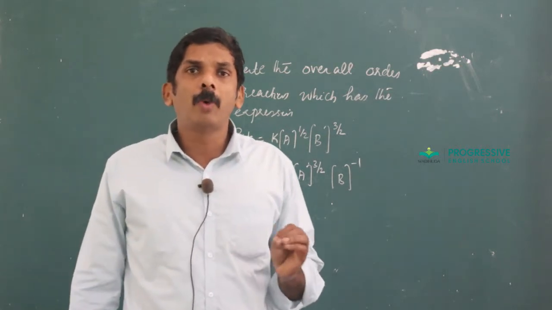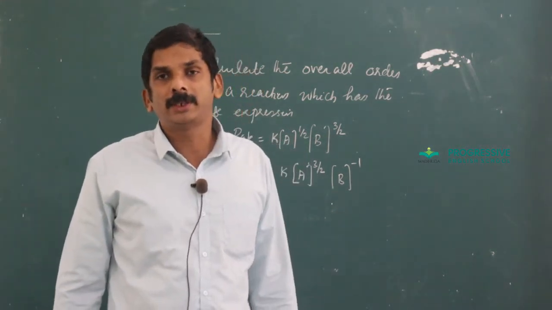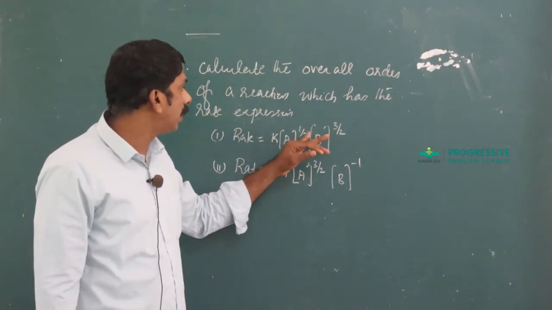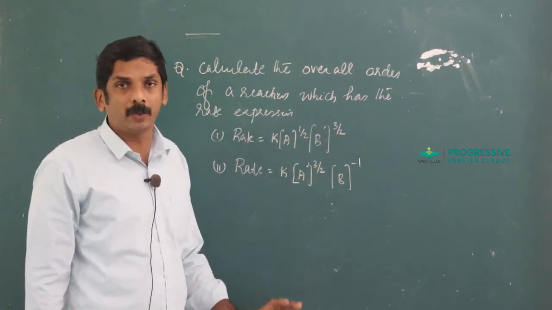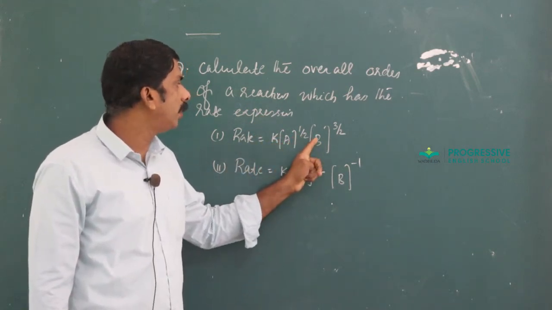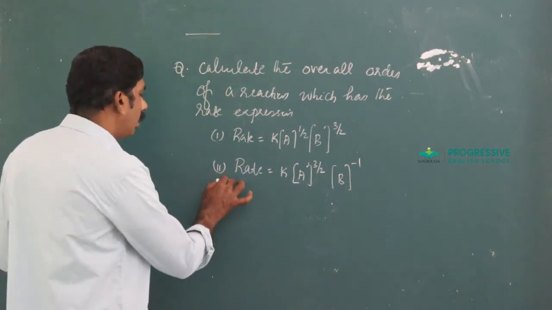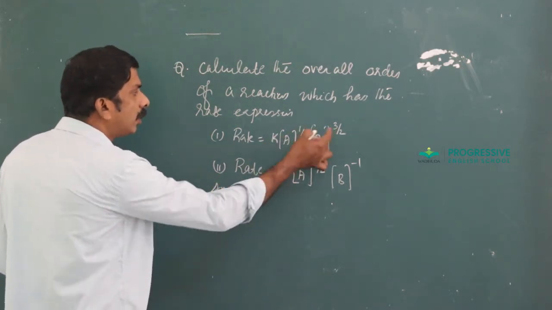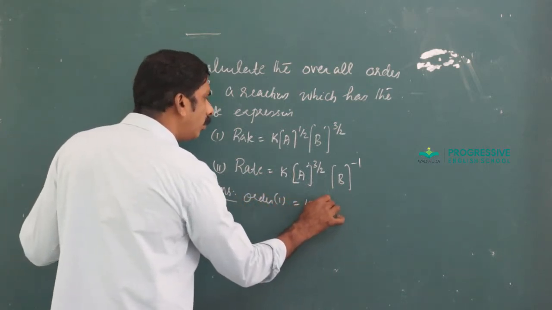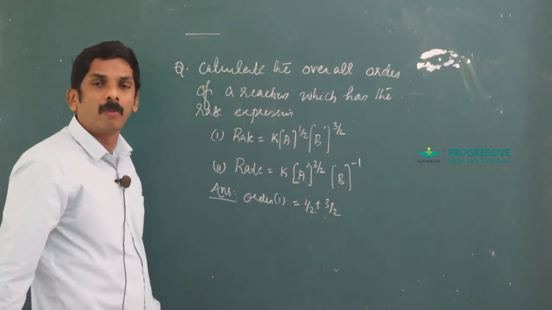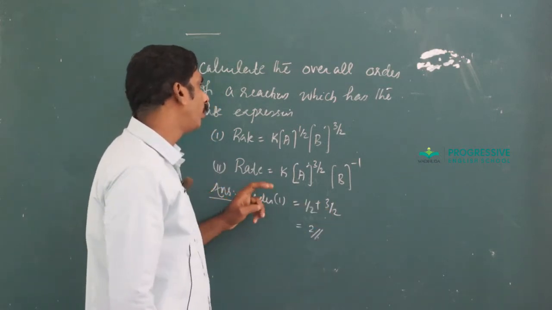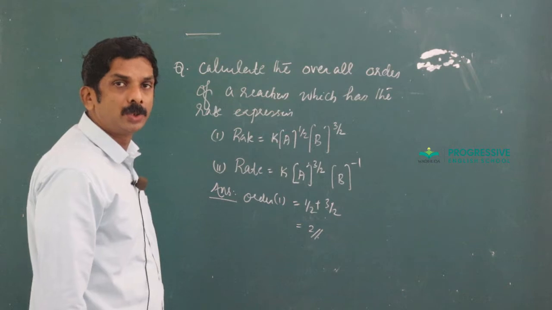I think all of you know about the order. What is the definition for order of a reaction? Order of a reaction is the sum of the powers of reactant concentration expressed in the rate equation. Here, the power of A is 1/2 and that of B is 3/2. Order of the first reaction equals 1/2 plus 3/2, which is 4/2, equal to 2. The order of this reaction is 2.